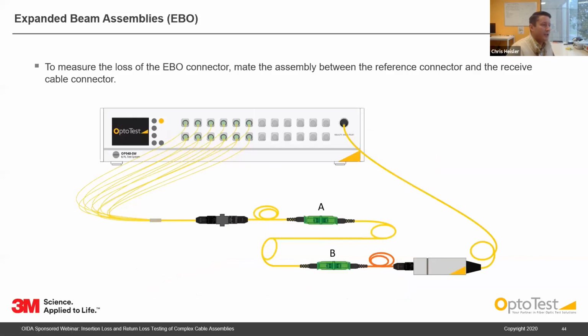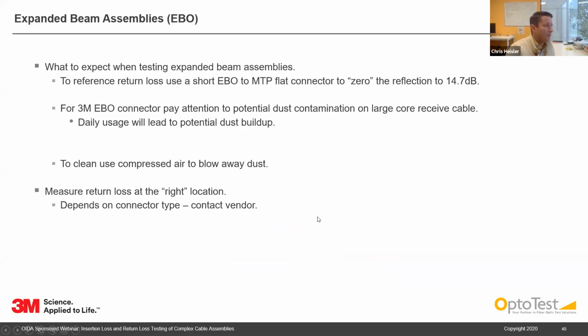Now, to measure the loss of the EBO connector, we're going to make the assembly between the reference connector and the receive cable connector, and we'll measure insertion loss and return loss at this connection. Remember, this connection here is a very low, almost zero loss connection, so we're getting insertion loss of A and return loss of A here. To measure side B, we're simply going to flip the cable and measure insertion loss and return loss of side B.